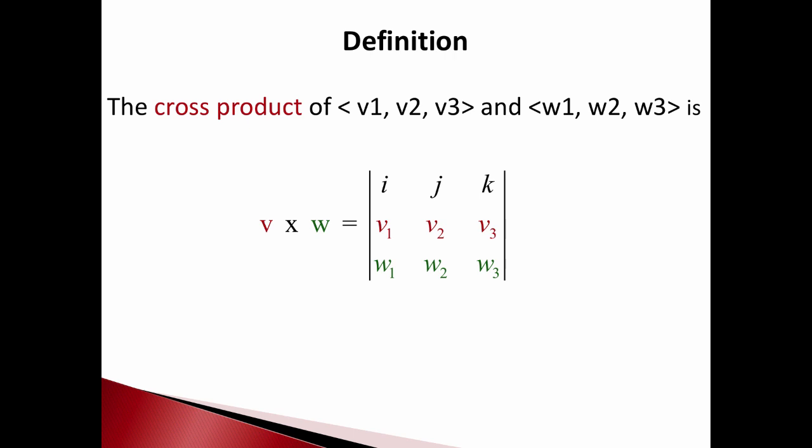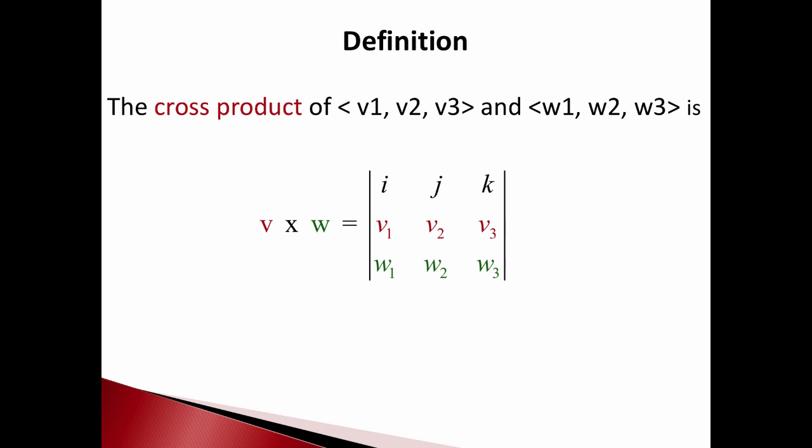Well, that's a matrix, and I'm taking the determinant of it by putting those vertical lines around it. In other words, we want to take the cross product of, say, V1, V2, and V3 with W1, W2, and W3. Then I make a matrix. I put i, j, and k. Those are the i, j, and k unit direction vectors, the i, j, and k that we're familiar with when we write out a vector. We put i, j, and k in the first row.